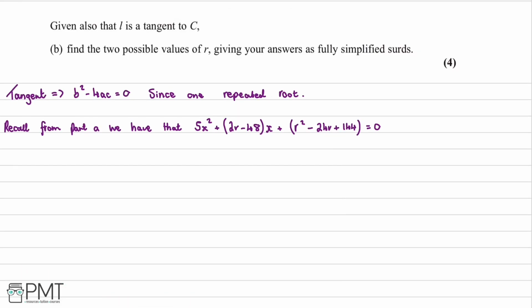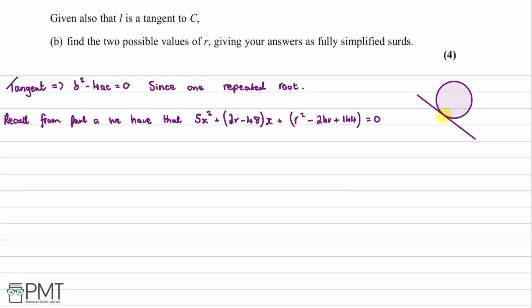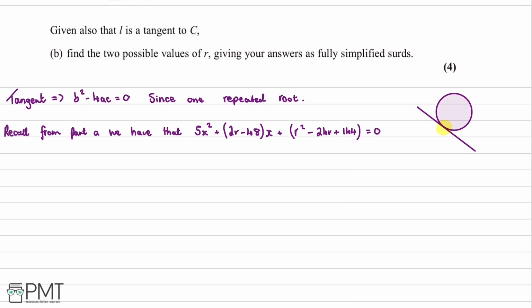So in the next part of the question, we're given some further information, and we're told that L is a tangent line to C. So basically, what does this mean? So if we have a circle like this, then if L is a tangent, then this means that L will touch C at this point here, for example. So we're asked to find the 2 possible values for r, and we're to give our answers as fully simplified surds. So we know that if we have a tangent line, then we have one repeated root, which means that the discriminant will be equal to 0.